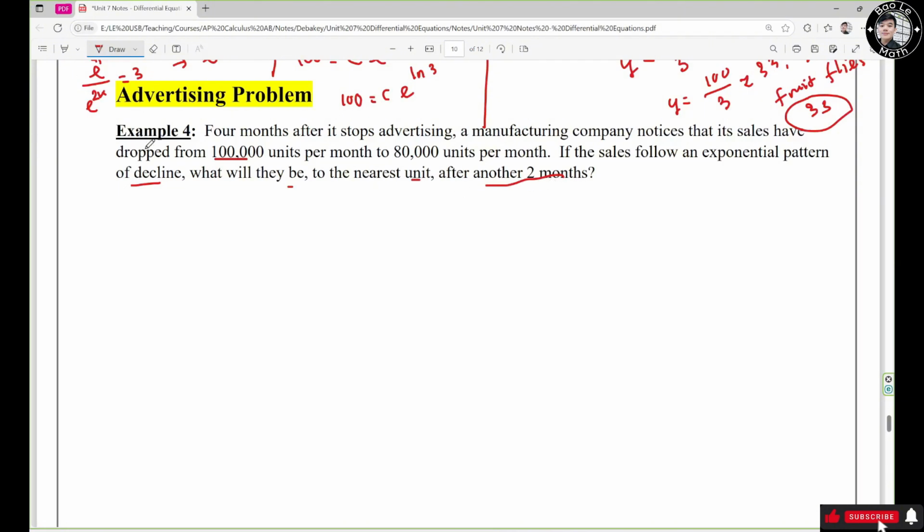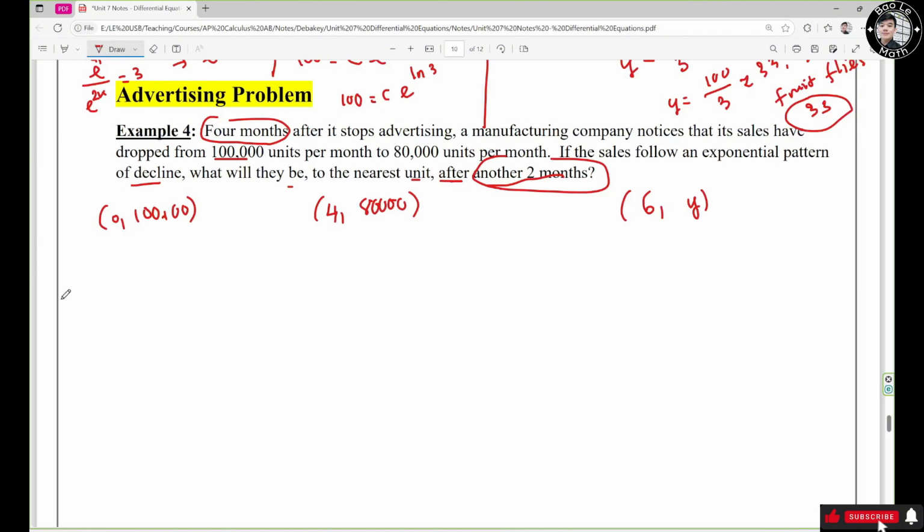Alright, so you need to summarize this problem. You have the first ordered pair, right? Initially, it's going to be 100,000, which is 0, 100,000, right? Now, 4 months later, you have the second ordered pair, 4, 80,000, right? Lastly, what will they be to the nearest unit after another 2 months? Which means t equals 6. You need to read the question carefully. Why, right? After another 2 months, right?